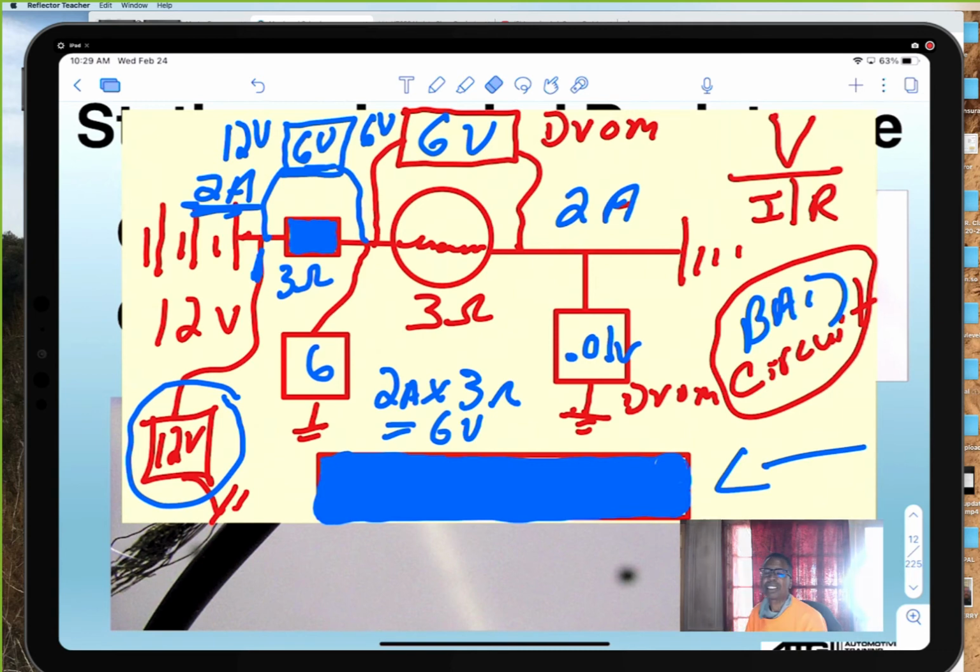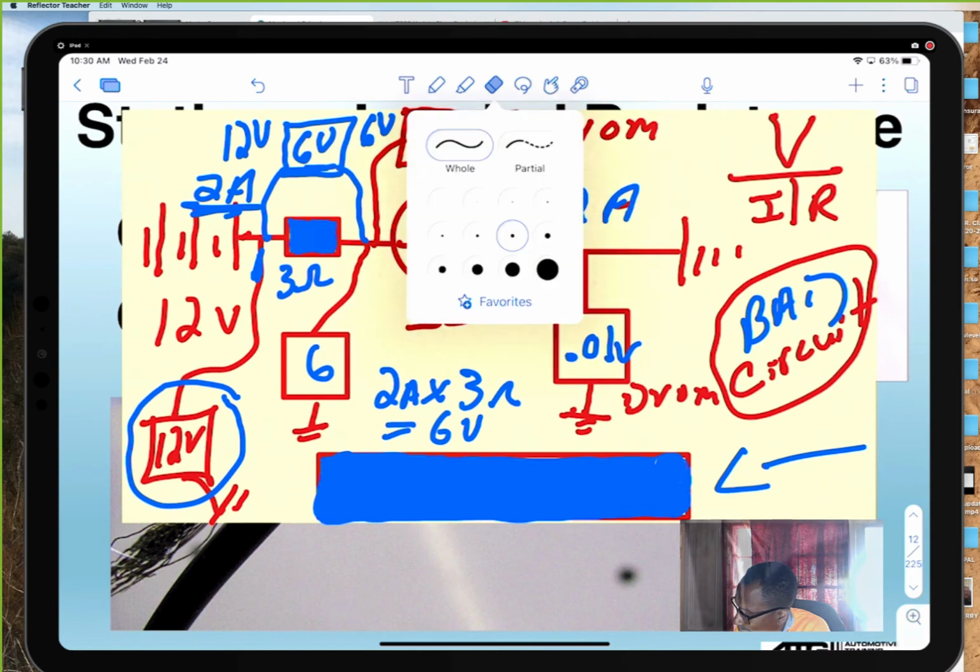Now, with all that said, before I erase all this, I need to erase it to get back to where we started. Does anybody have any questions if I erase this? Because I don't know how you move this. No question, right? So with all that said, we have a bad circuit.